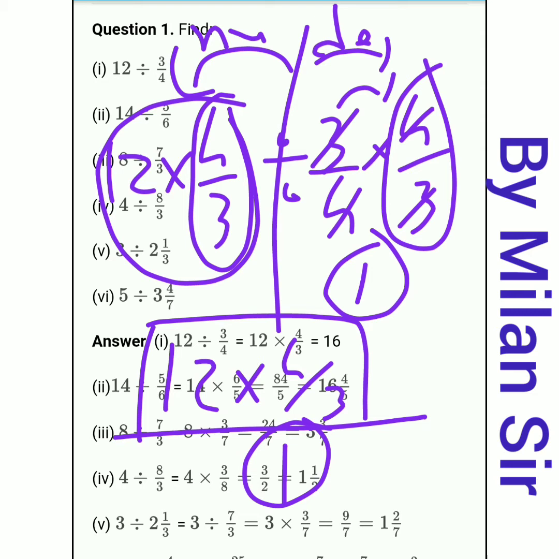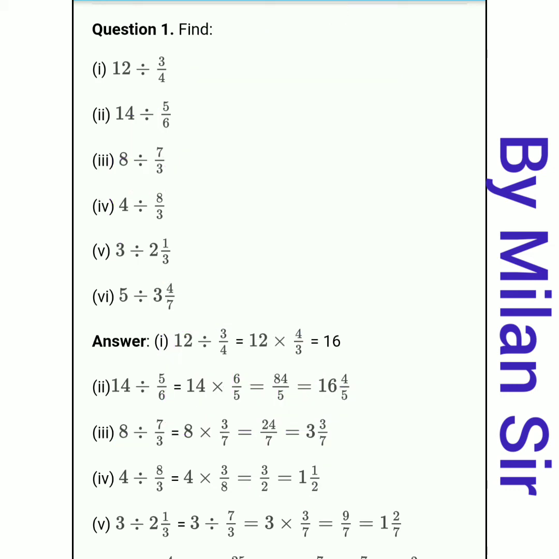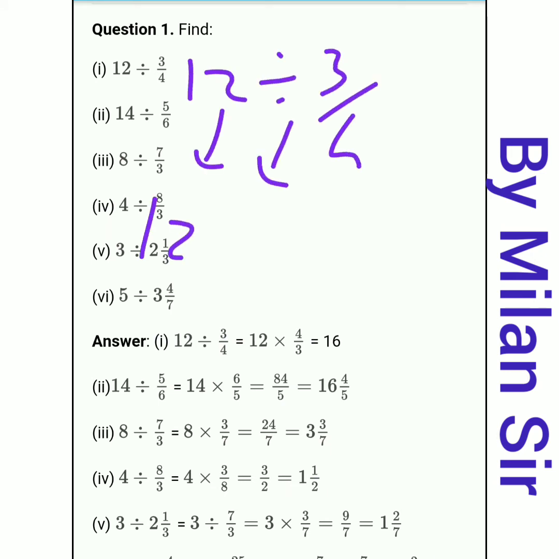So here at last what we need to do? Our 12 remains as it is. Here multiplication and here reciprocal. Okay, this is the reason. If same number we multiply and divide with any number, then our question remains same. So that number we select, it is reciprocal of denominator. So alternately what we need to do? 12 divided by 3 by 4. So here 12 as it is. Division becomes multiply. Here reciprocal 4 by 3.